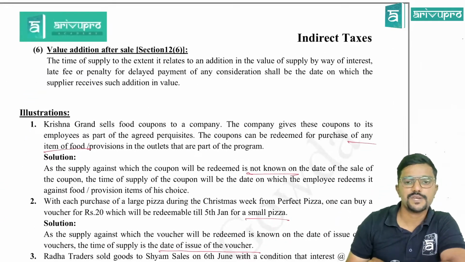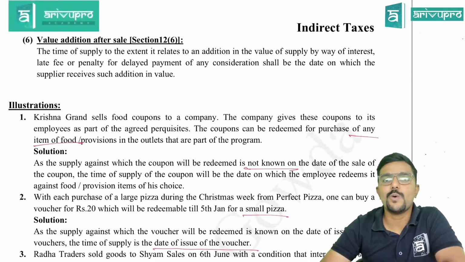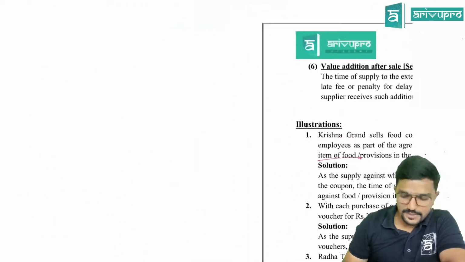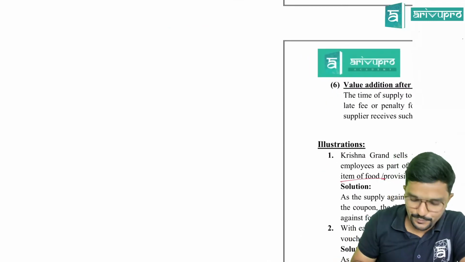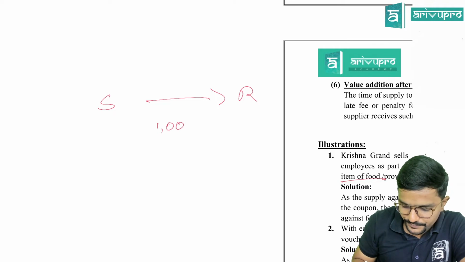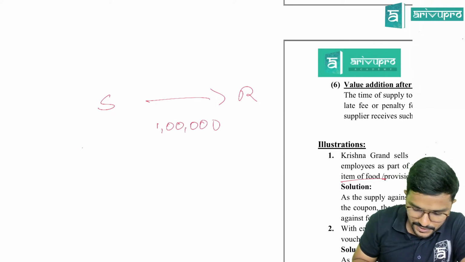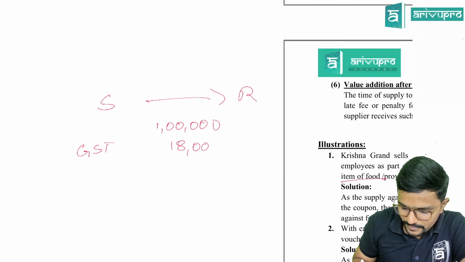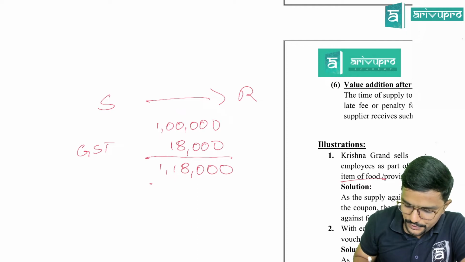Last, subsection 6, value addition after sale. Section 12.6 means, sir, what is? Let me just explain. I have supplied goods to you. I am the supplier. I have supplied goods to you for 1 lakh. On this, GST was 18%. I have collected 18,000 from you. 1 lakh 18,000. Invoice is issued for what?